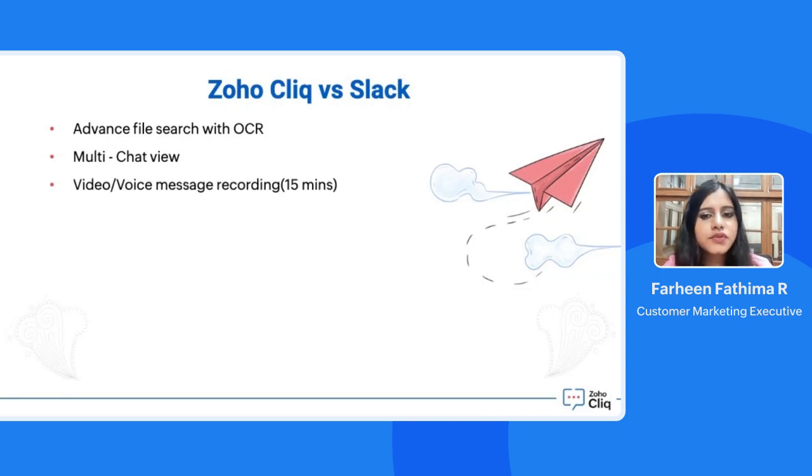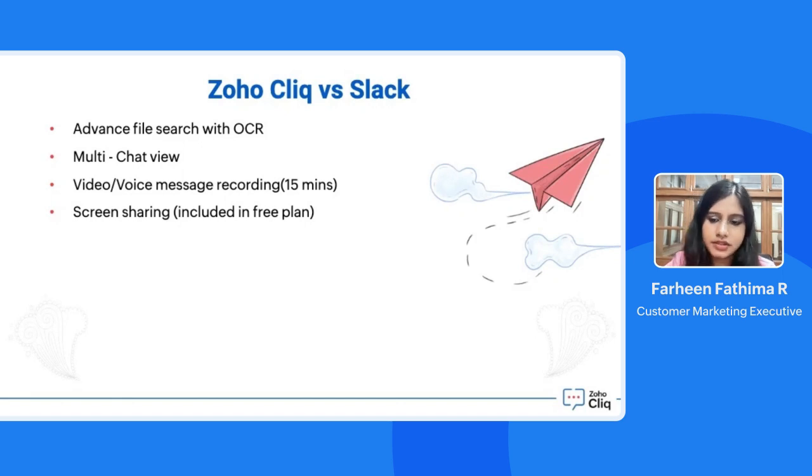Zoho Cliq allows users to record video or voice messages for up to 15 minutes, whereas Slack and Microsoft Teams provide it up to 5 minutes only. The screen sharing feature is available in the free plan of Zoho Cliq, enabling users to share their screens with colleagues during meetings or collaborative sessions.